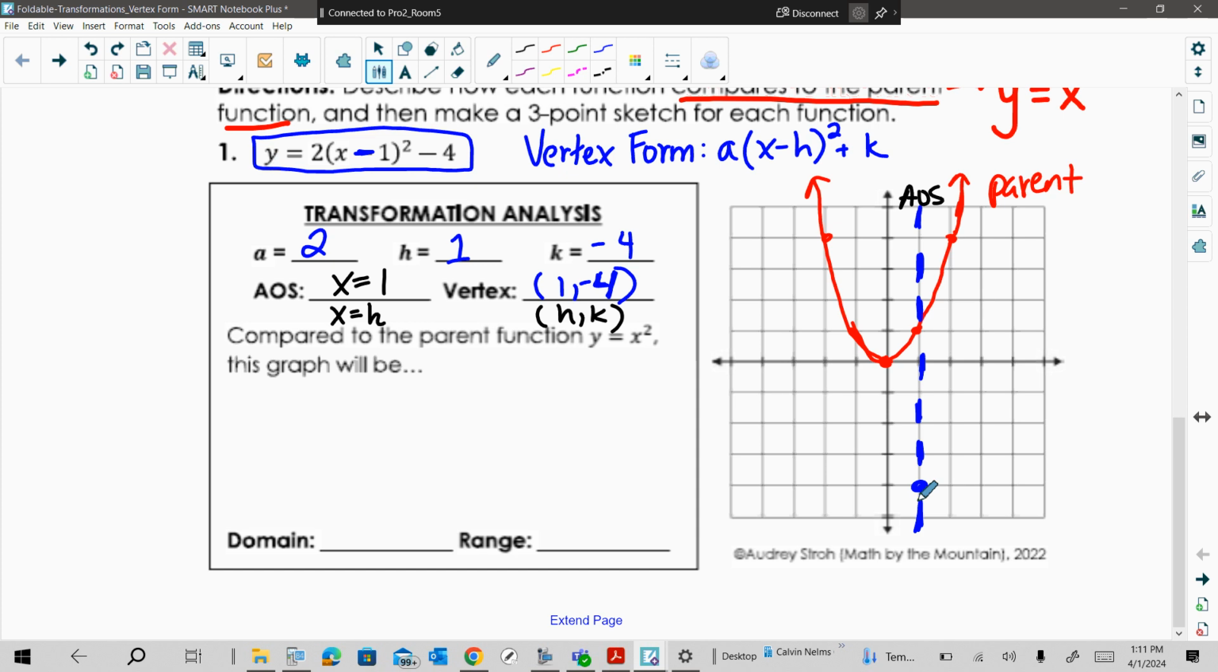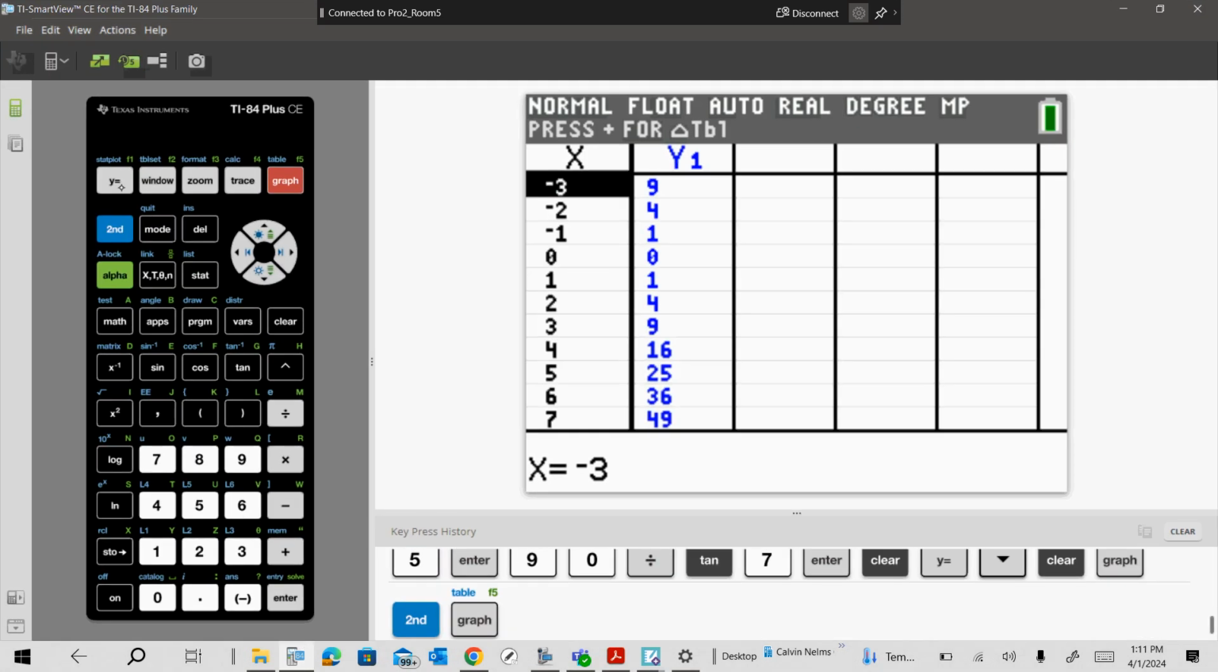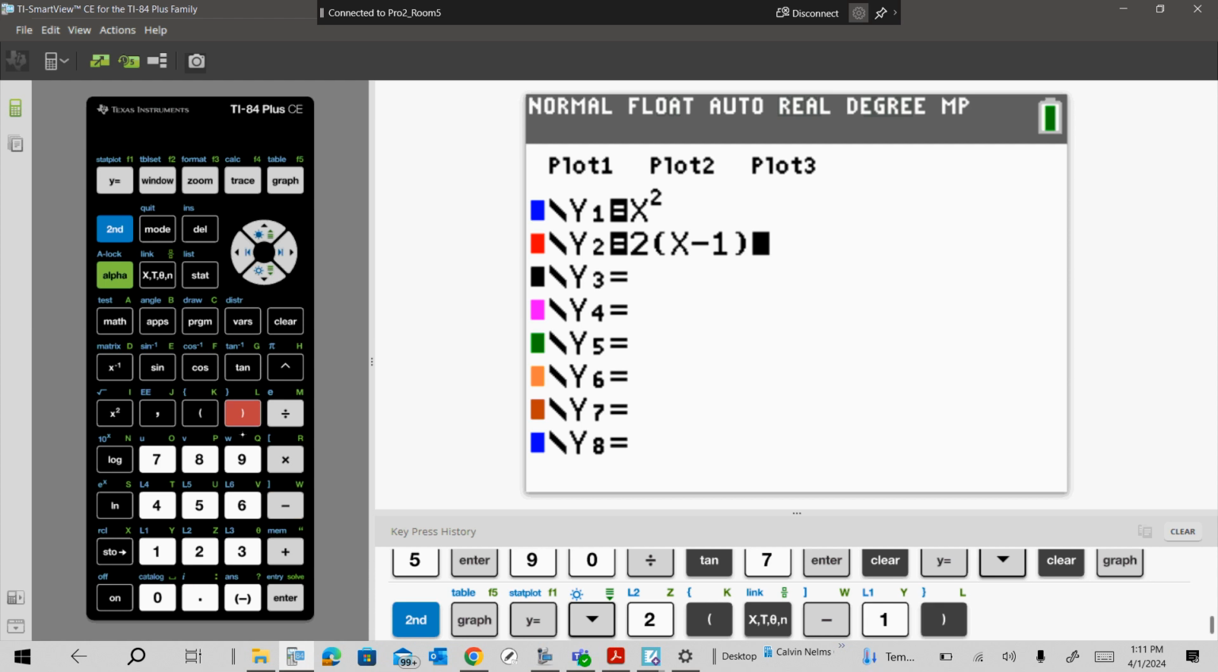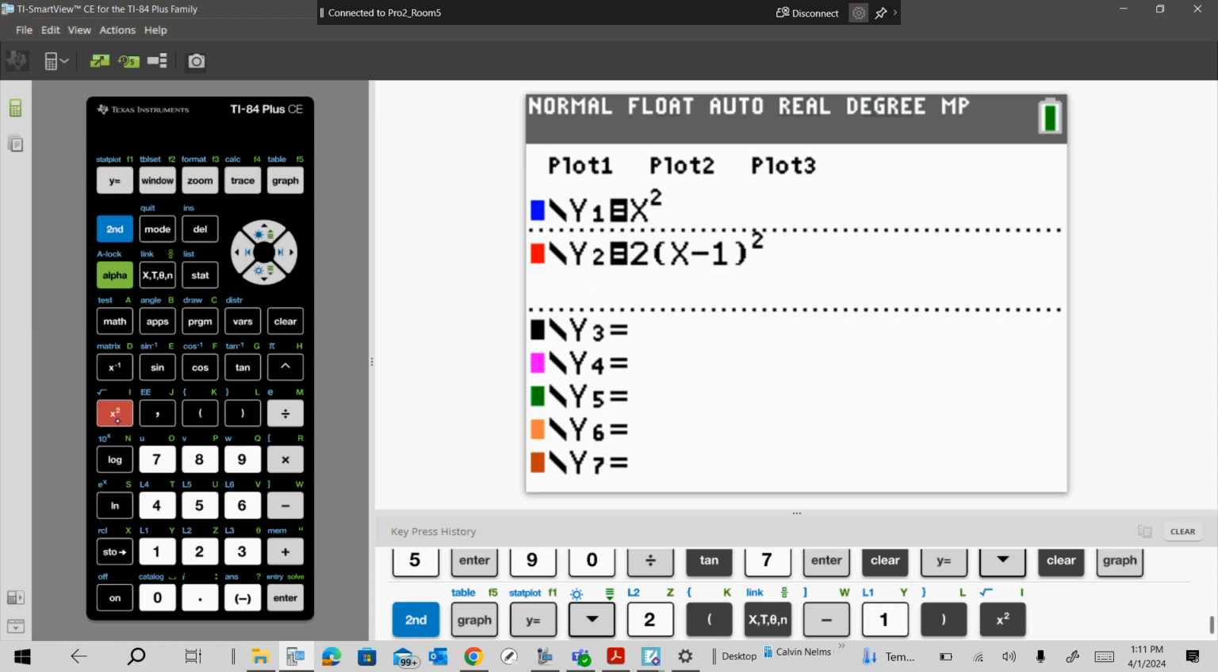Okay, so we're going to put this equation in our calculator. I want you to type it in. I want you to graph it. Okay, so go to y equals, for y2, we're going to do 2 parentheses, then x minus 1, close the parentheses, square it, and we're going to minus 4.